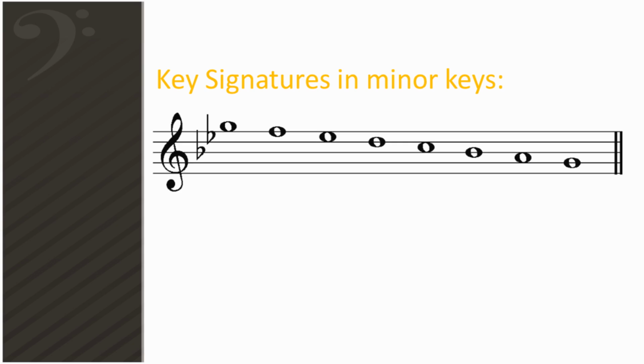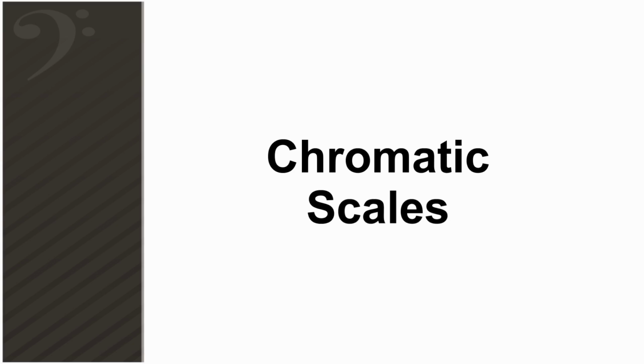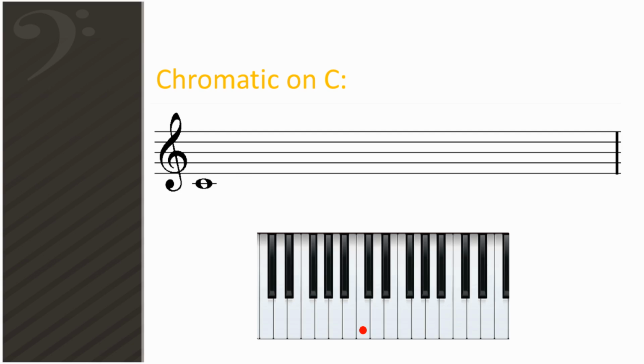Finally, let's take a look at chromatic scales. This is the chromatic scale starting on C. One octave of a chromatic scale has 13 notes in total, and each is a semitone apart. You need to use up each and every note until you arrive at the same letter you started at.